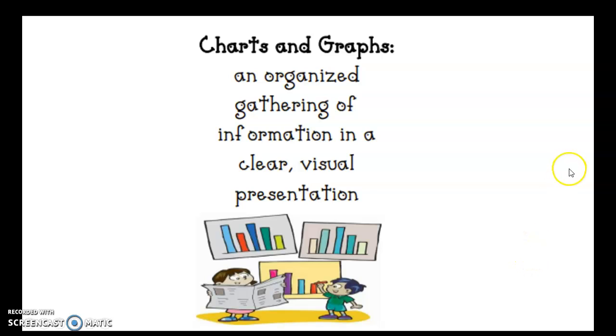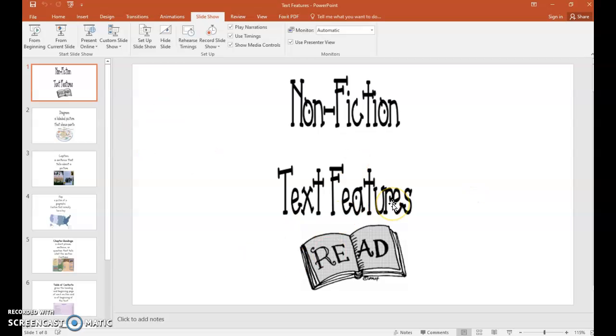Some books have charts and graphs in them, and this is an organized gathering of information and clear visual presentation. All right, so it's just a way for them to show you a collection of data that they have. And so I really want to talk to you about why would an author put these in their books, because you learned about these text features last year, but we've talked a lot about an author's purpose and the way they're structuring their writing and why that's important to understand.